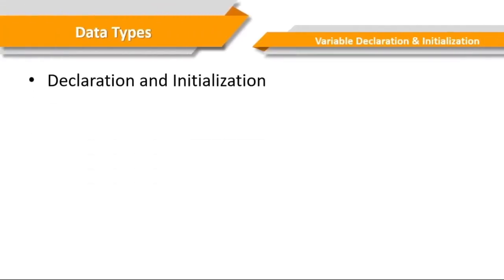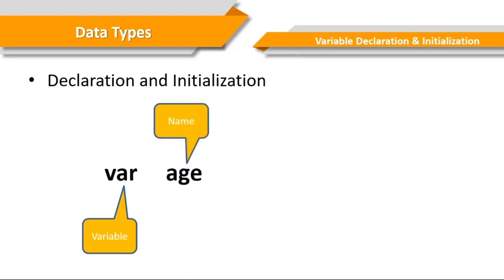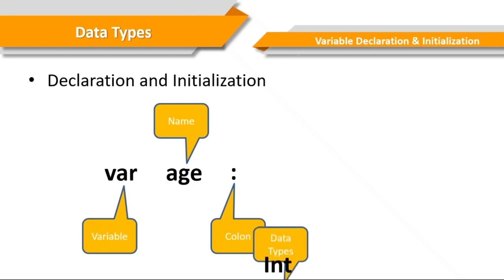Alright, so when defining data types in Kotlin, we've got to first specify the variable type. Then we write the name of the variable that you're going to create. So in this example, the name of the variable is age. Then we have to specify the data type after putting in a colon. So in this example, the data type is integer.